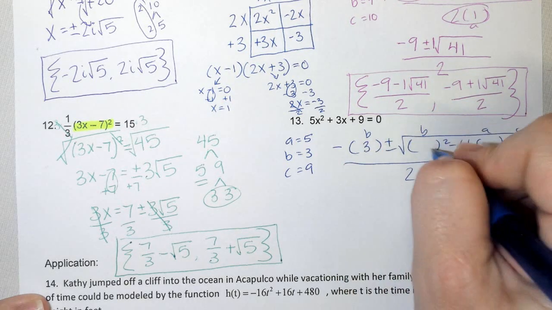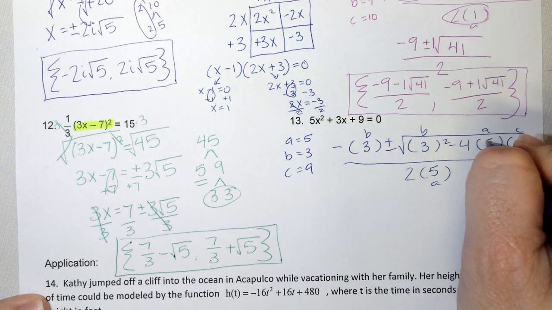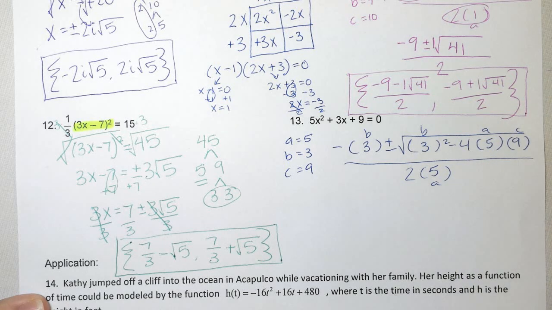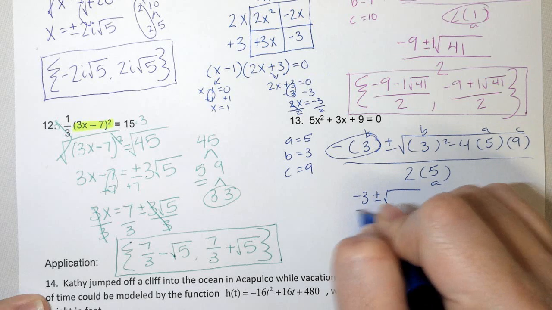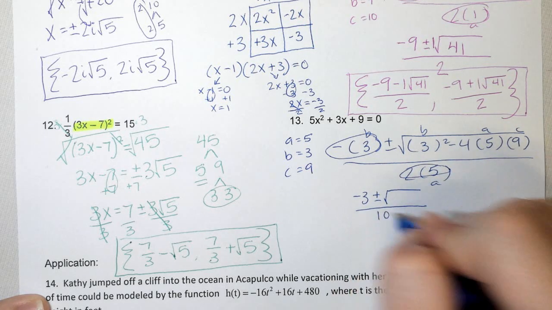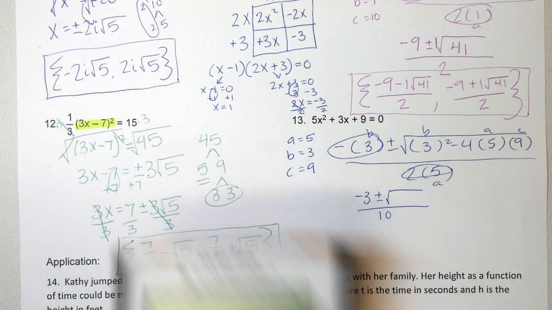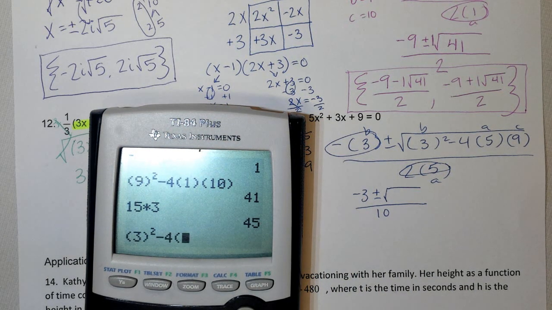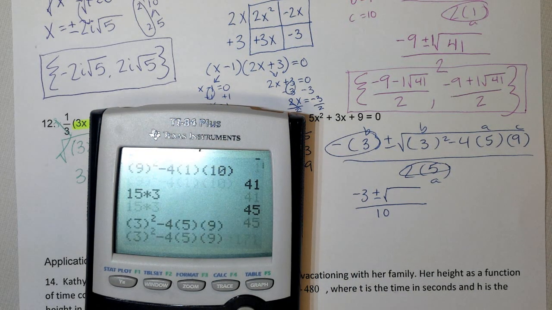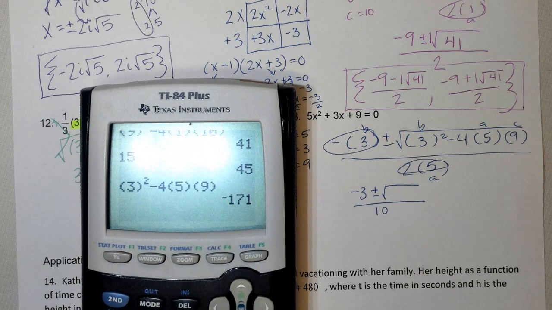So 3, 3, 5, 5, and 9. So this becomes negative 3, plus or minus the square root of something. 2 times 5 is 10. And then we type just what's under the house. So we get 3 squared minus 4 times 5 times 9. And we get negative 171.